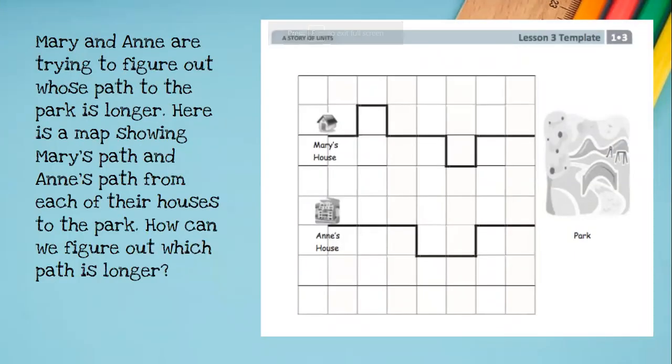All right, so Mary and Ann are trying to figure out whose path to the park is longer. If you look at this paper on the screen, you have Mary's house at the top and Ann's house on the bottom. On the right side, you see a picture of the park. The black lines are their paths. So here's a map showing Mary's path and Ann's path from each of their houses to the park. How can we figure out whose path is longer? Do we have any ideas? What can we do? I think we should count the blocks. I think that's a great idea.